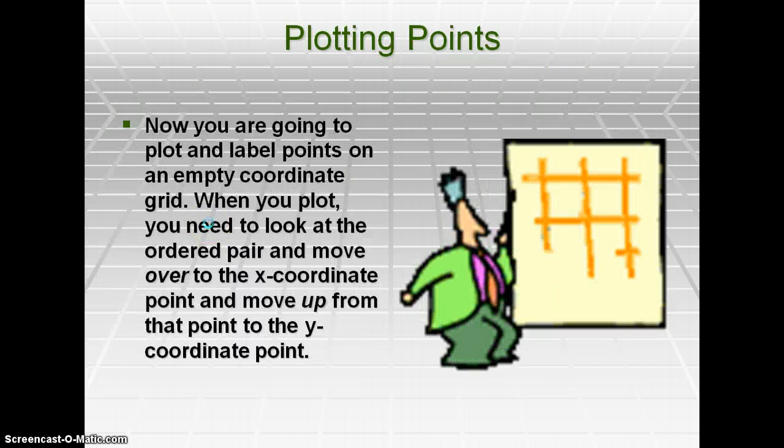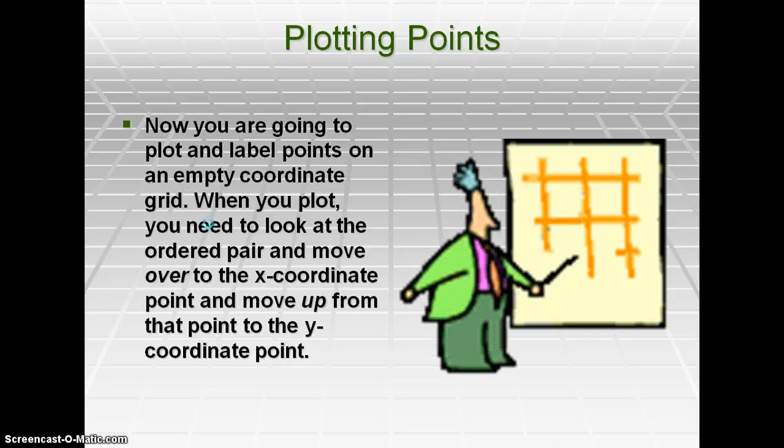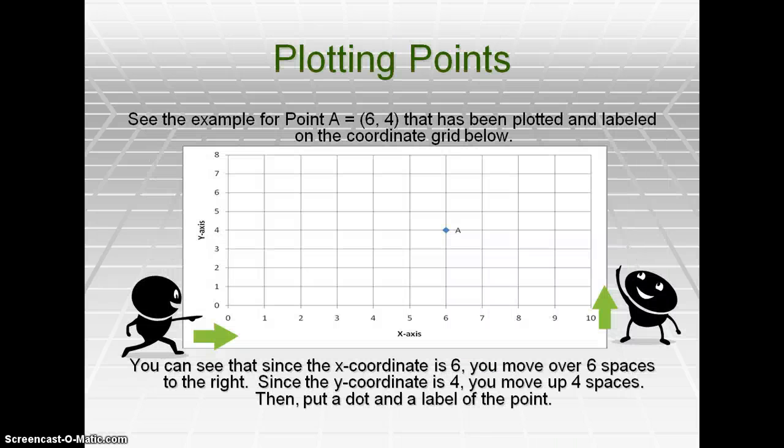Now it's students' turn to plot points and label them on a coordinate plane. Another example here shows the ordered pair of 6 and 4. Students will know to go over 6 spaces to the right, representing the x, and 4 spaces up from that point, representing the y, indicating the ordered pair of 6 and 4 labeled by A on this coordinate plane.